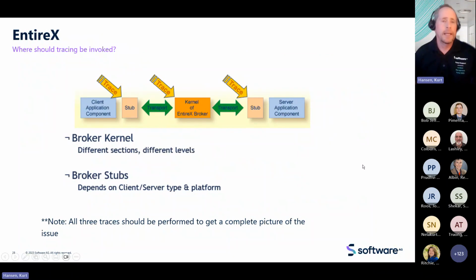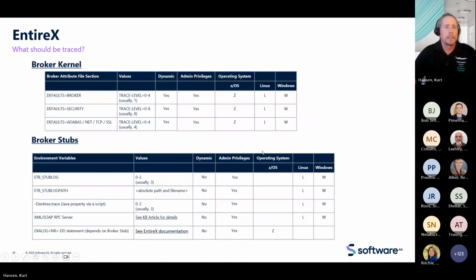EntireX. Well, with EntireX, there's a lot of handshaking that goes on between the stub, the kernel, possibly other stubs. When we're working with you, we'll probably be asking you to turn tracing on in each of the different touch points. The broker kernel itself has different sections or places you might want to trace, whether it's at the broker, tracing security, Adabas calls, network, or TCP/IP. What is it that you want to trace? You could turn them all on or just be very selective.